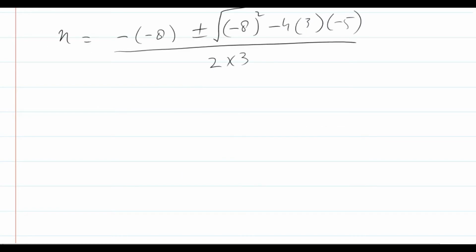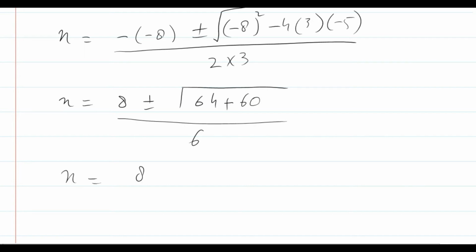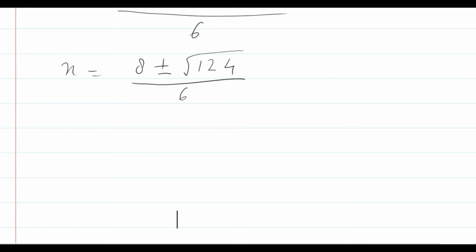On simplification you will get x is equal to 8 plus minus under root 64 plus 60, and x equal to 8 plus minus under root 124 over 6, and on simplification you will get x equal to 3.19.